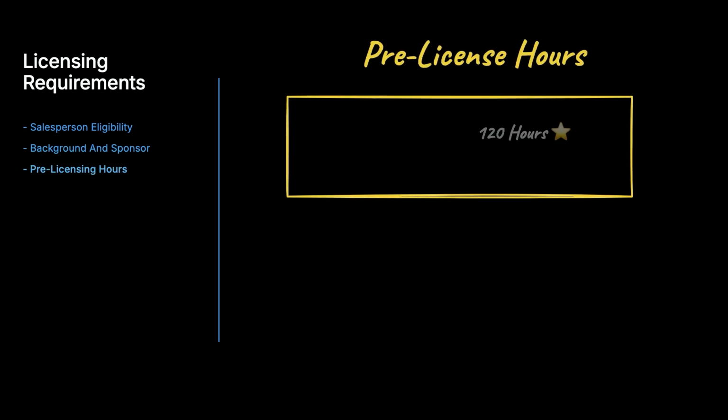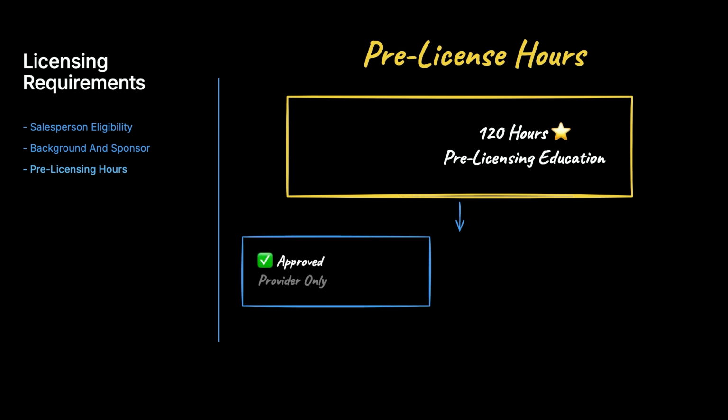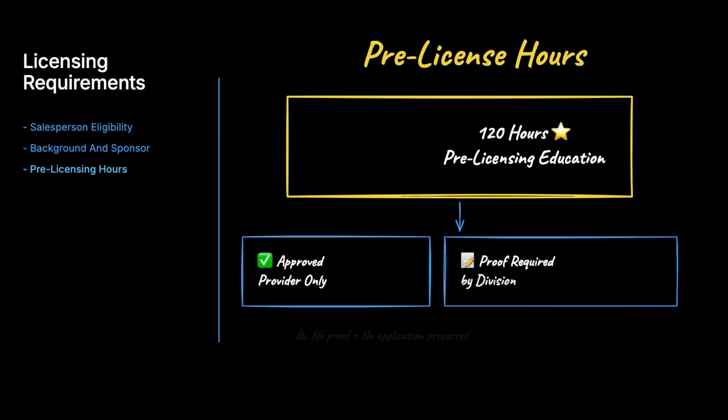Here comes one of the most tested numbers on the entire state exam. An Ohio salesperson applicant must complete 120 hours of approved pre-licensing education before sitting the exam. 120 hours. Say it out loud. It must come from an approved provider, and the division won't process your application without proof.